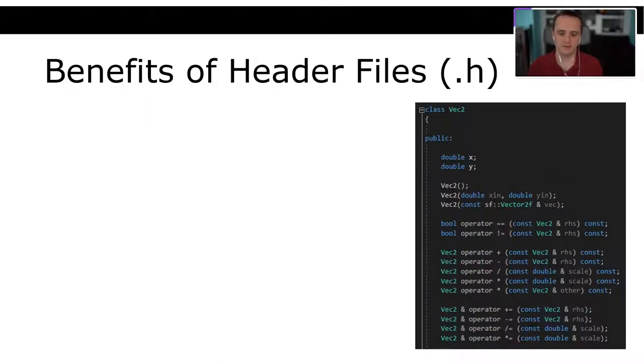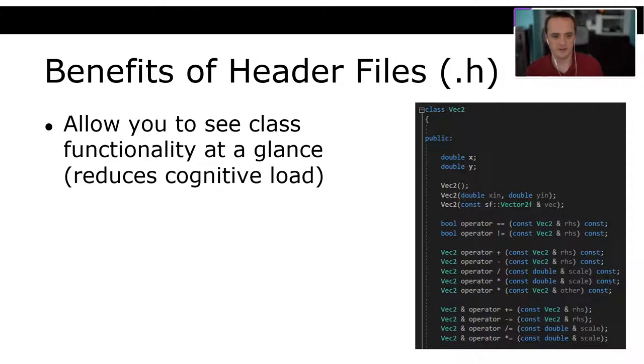So some of the benefits of header files, in my opinion, one benefit is that they allow you to see the class functionality at a glance without being overloaded with the implementation details. So for example, one of the things we're going to make in this course is a vector class. It's going to be a vec2. It's going to hold an x and a y.